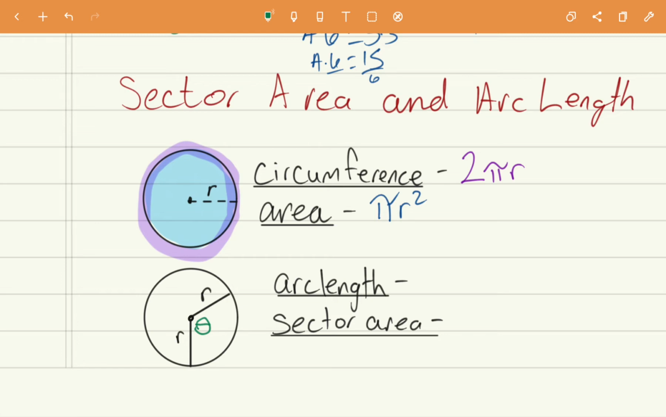So this symbol here is what we call theta. It's just another variable, just like we use X, Y, Z. This is a Greek symbol that we use for angles. So knowing those two can help you figure out the arc length and sector area. Arc length is this right here. It's just the crust of the pizza.